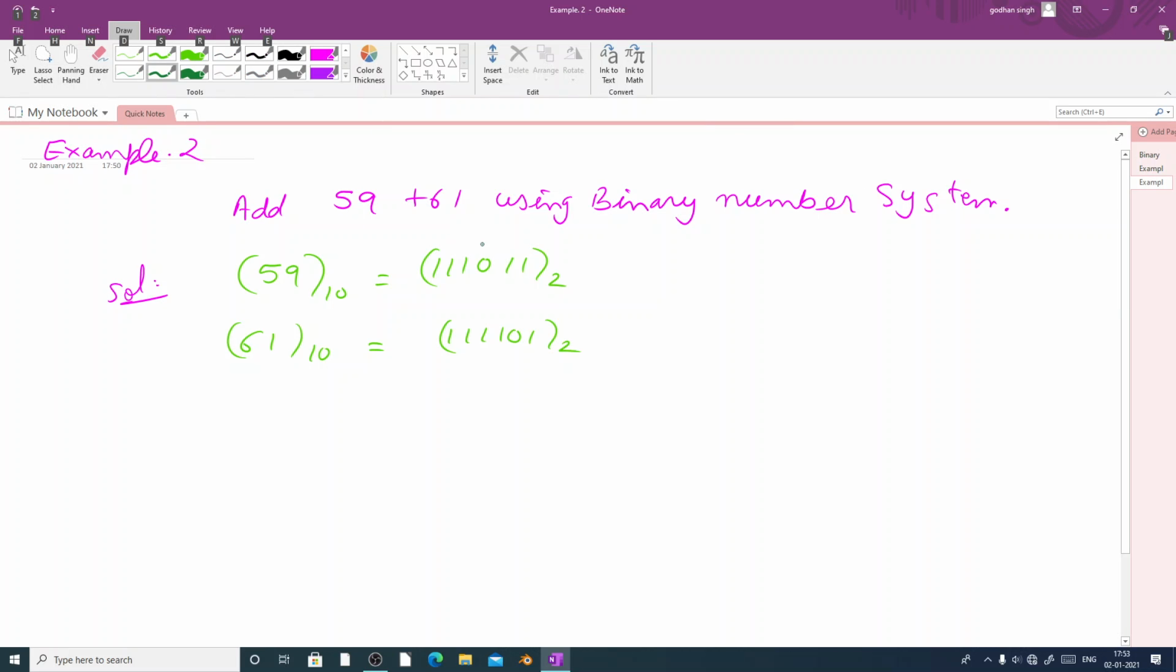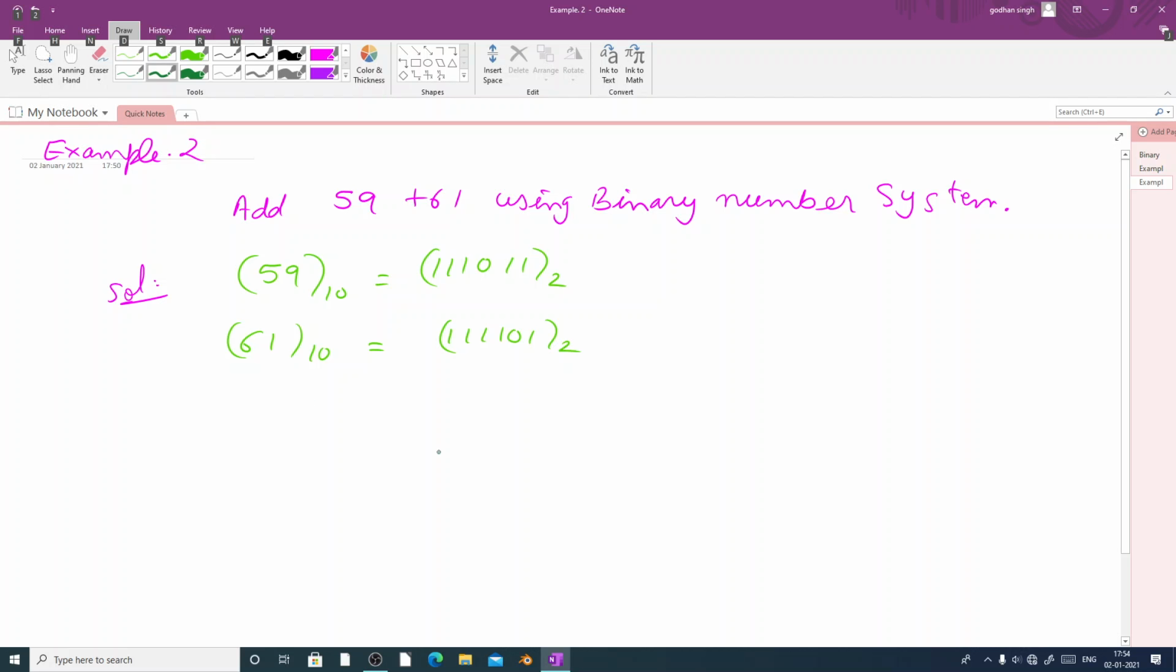Example 2. Add 59 plus 61 using binary number system. 59 in binary number form is 111011 and 61 can be written as 111101. Now we have to add both the numbers. In the exam, suppose this is coming, then you will have to find 59 with base 10 in binary form. Here it is already given to lessen the time, but in exam this will not be given to you and you will have to do it on your own. That has already been taught to you.